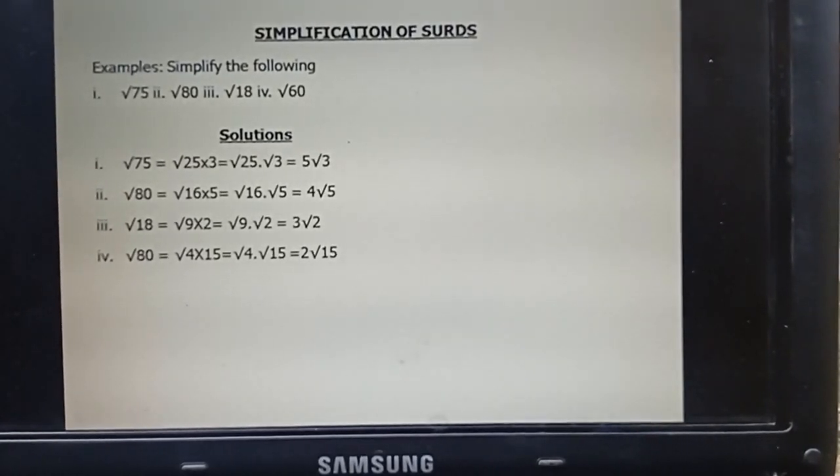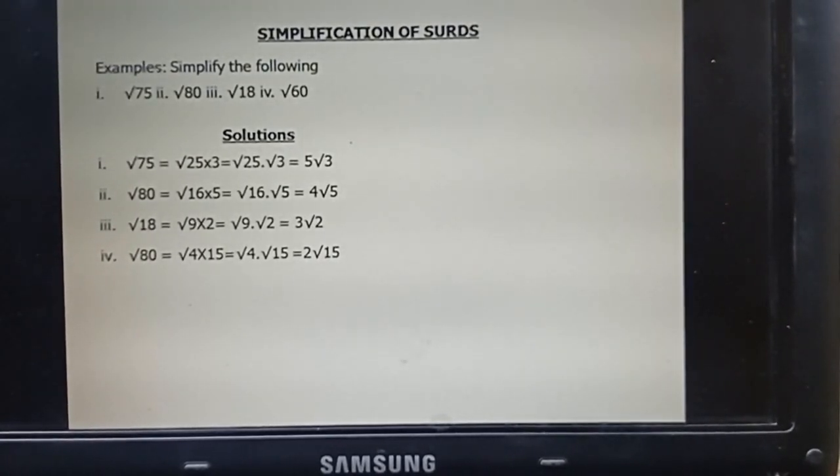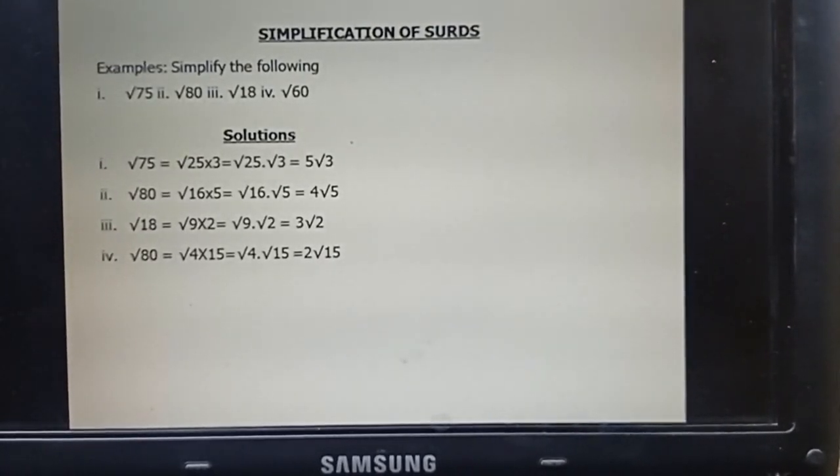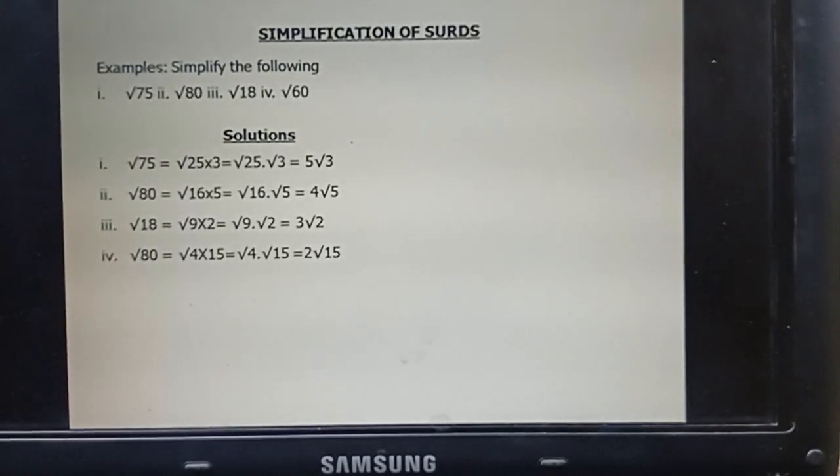Root of 80. You should divide your 80 by 4. 4 times 20, it will give you 80. Do you get it? Then you should find the square root of 4, which is 2, root 20.